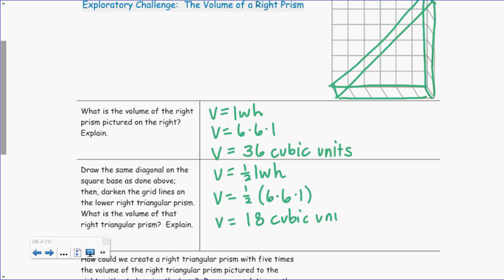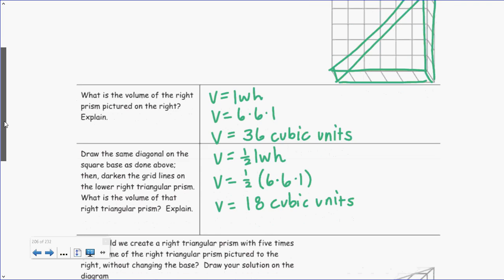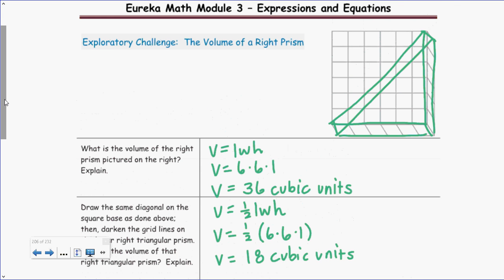Don't get that confused with area, okay? Just because the number is 18 for both doesn't mean that it's talking about the same thing. 18 square units would be a flat surface. 18 cubic units would mean that that's how much space it takes up, or that's how much a container could be filled.